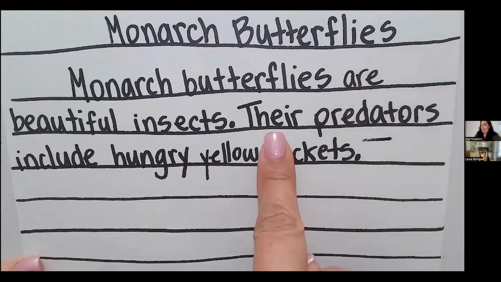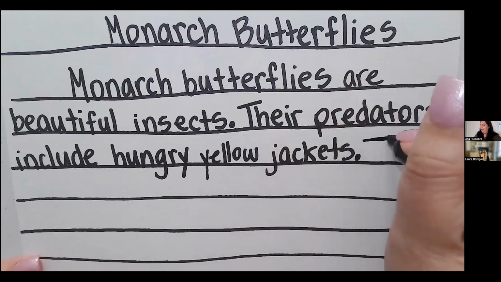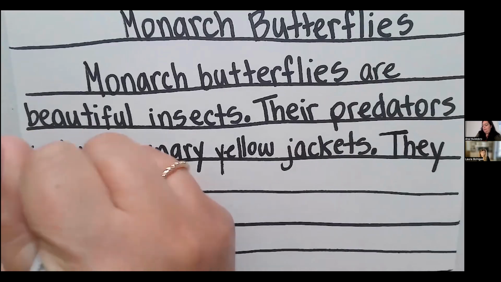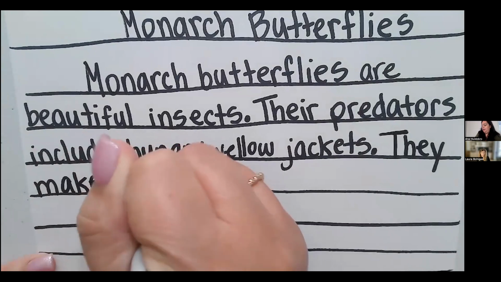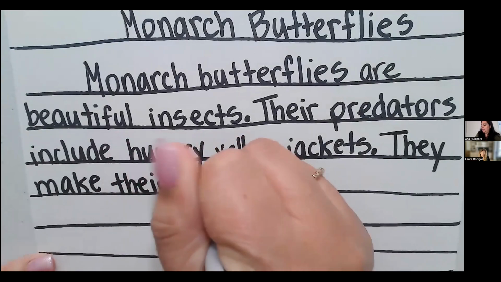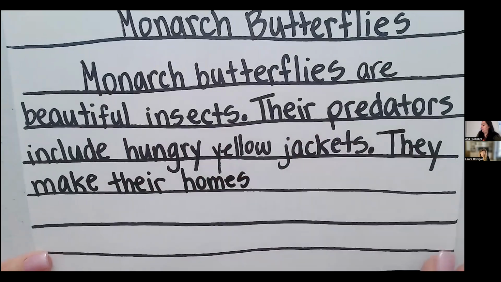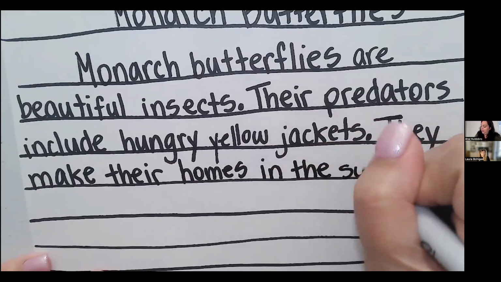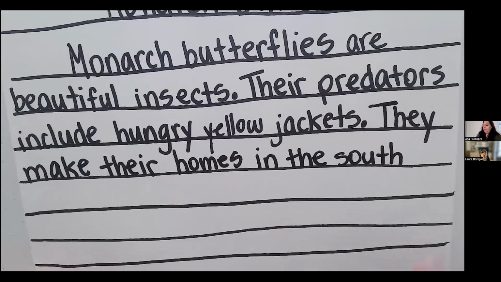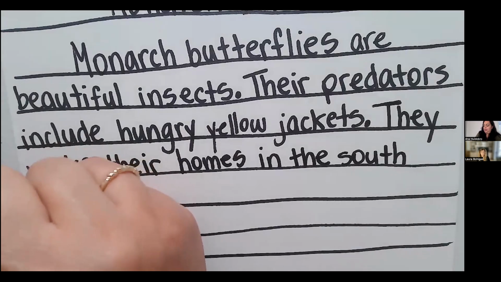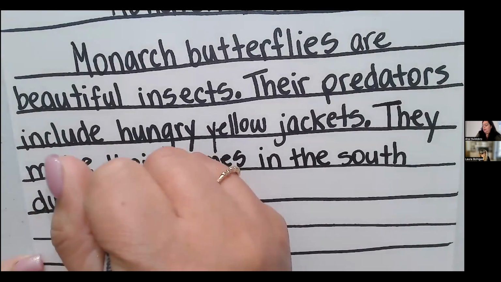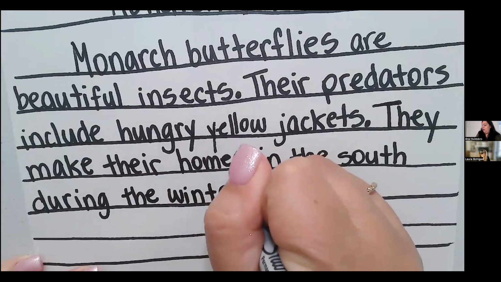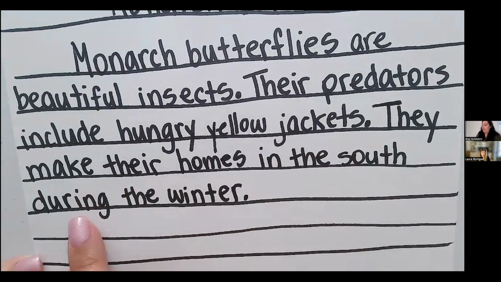I don't want to use there again. I almost did. I almost made a mistake. They make their homes in the South during the winter. So I'm going to actually break this into two sentences. They make their homes in the South during the winter.